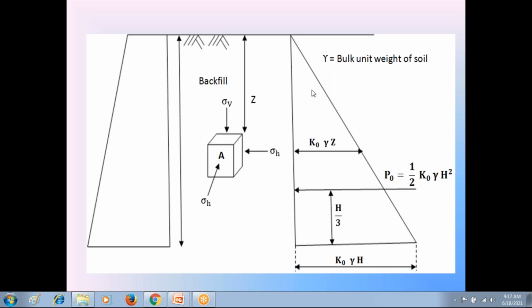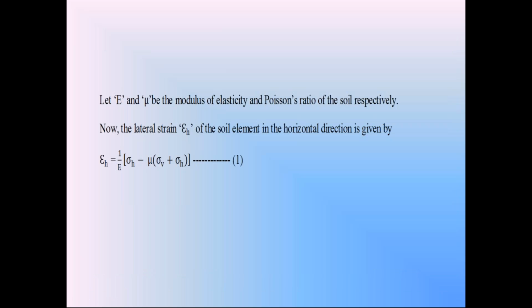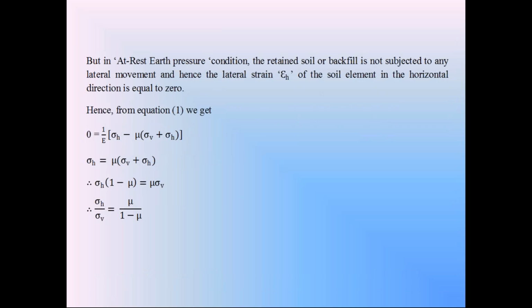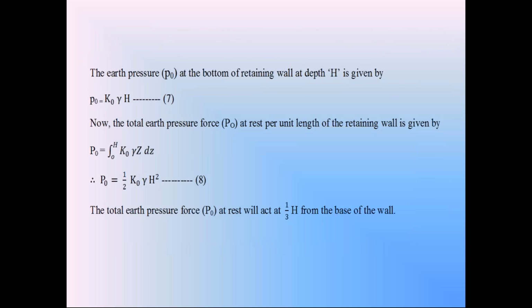Now, when this backfill is totally saturated, what is the at rest earth pressure distribution on the backside of the retaining wall? So I am going to discuss with you another condition in this at rest horizontal earth pressure, that is when the backfill is totally in the saturated condition. That is a very important condition. Please everyone observe this derivation of at rest horizontal earth pressure when the backfill is totally saturated. So please go through this diagram.